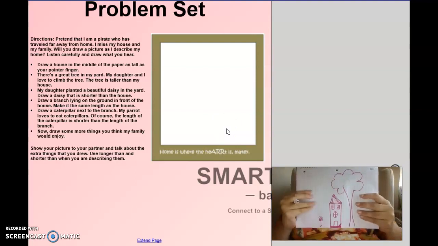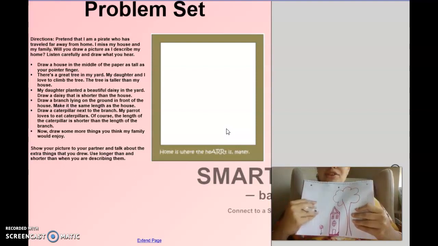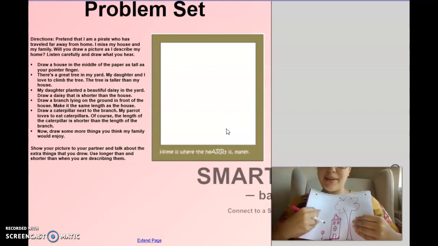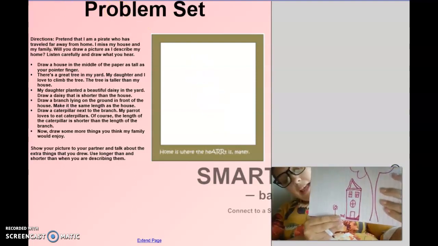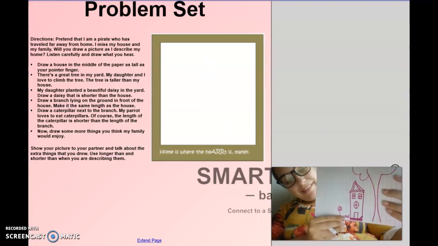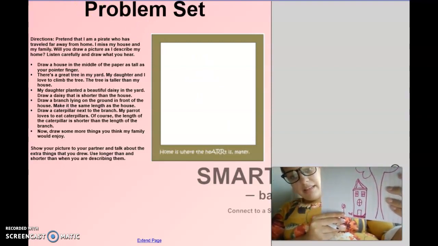Our next direction is to draw a caterpillar next to the branch. But the caterpillar is shorter than your branch. Go ahead and come on back. Is my caterpillar shorter than my branch? Yeah, it is. It's very small.